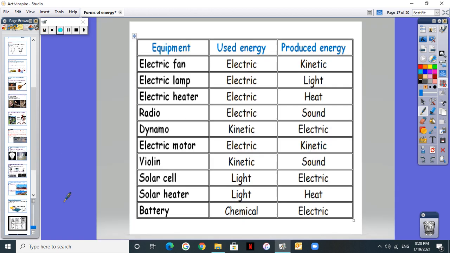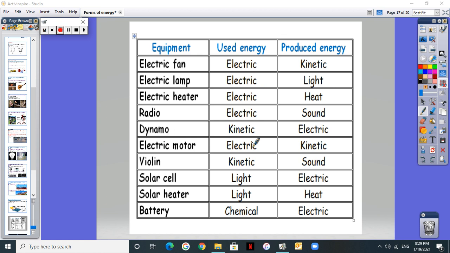We have here a table. We have electric fan, used energy. In electric fan, we change electric energy into kinetic energy. So in electric fan, we use electric energy and we produce kinetic energy. In electric lamp, from electric energy into light energy. Electric heater, from electric energy to heat energy. Radio, from electric energy to sound energy.